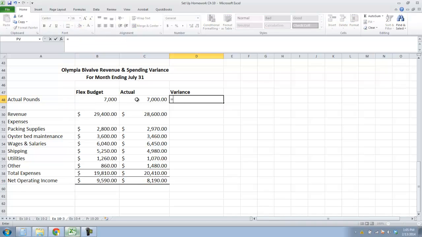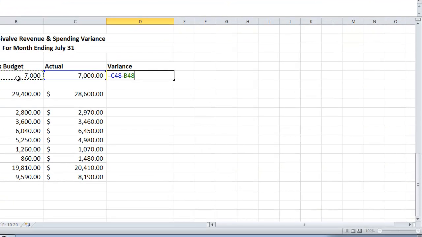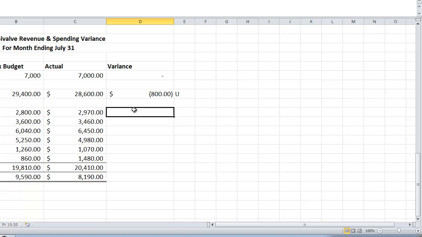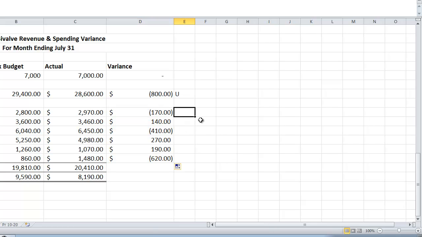Okay, so actual minus flex budget. There is no activity variance, right? So actual minus flex. Actual minus flex. So that's a negative variance, so it's unfavorable on the revenue. And then we do flex minus actual. If it's negative, it's an unfavorable variance. So this is an unfavorable, but this is a favorable. Negative number, unfavorable, favorable, favorable, unfavorable.